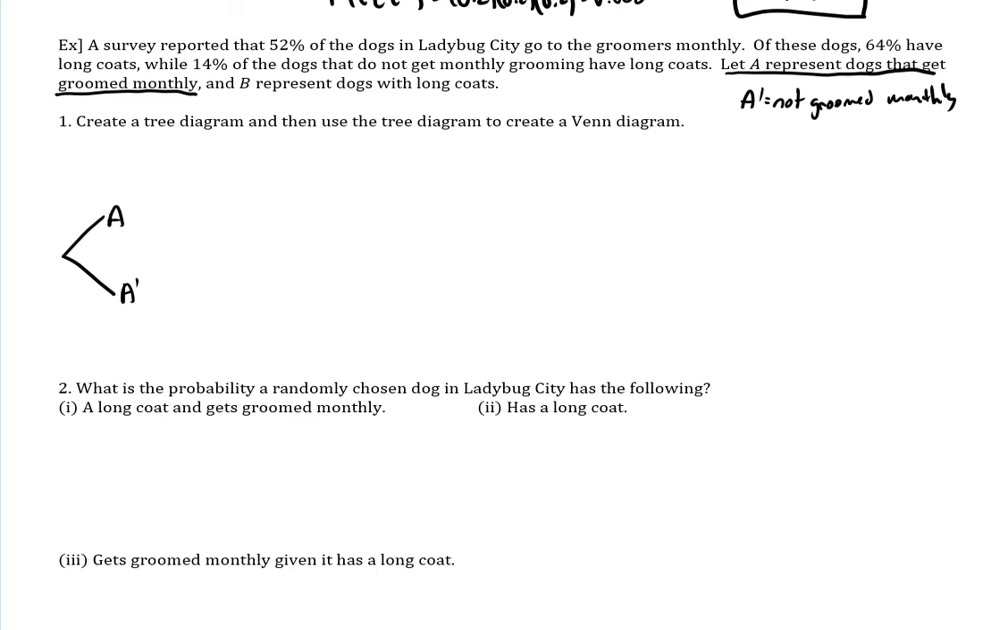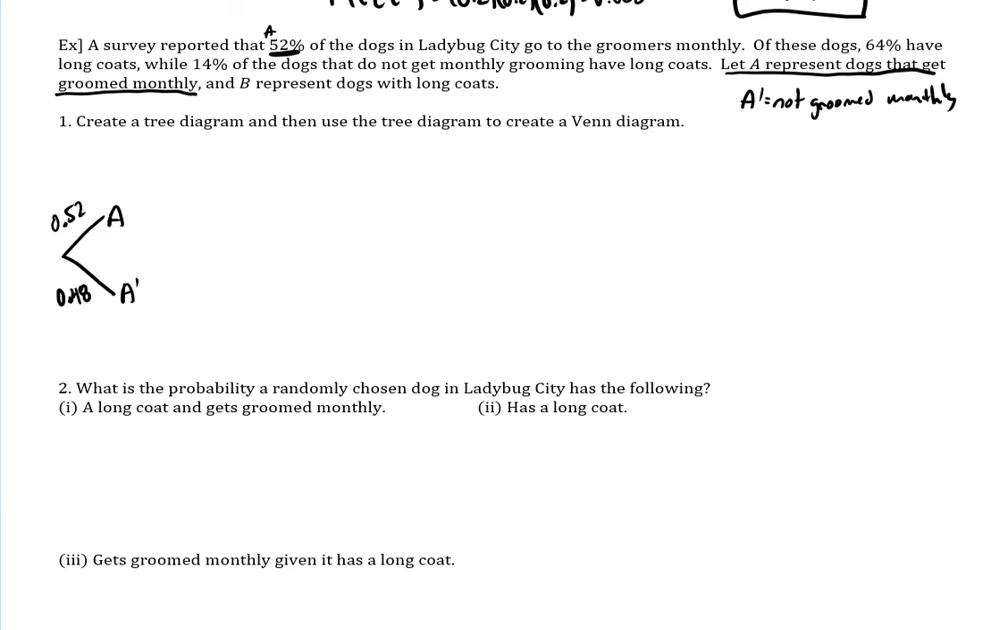So let's go back and read it. It says, a survey reported that 52% of the dogs in Ladybug City go to the groomers monthly. So 52%, that's what's matching with A for representing the dogs that get groomed monthly. So that would be 0.52 for the A branch. And then that means the percent would be 48% for the dogs that do not get groomed monthly. So that would be 0.48. That's why we want our not groomed monthly, so that we have a good branch to go.